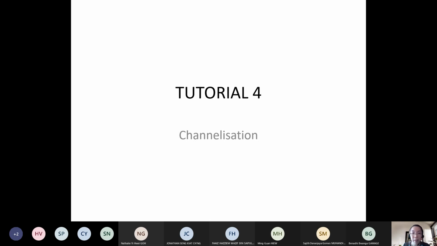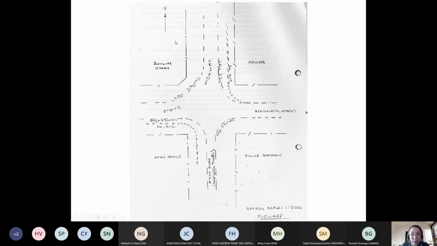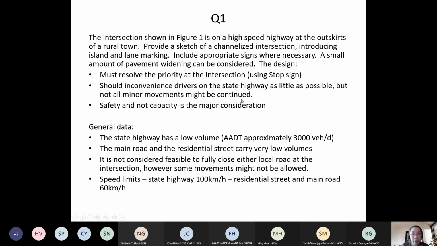Okay. So we look at the question first. Question 1, the intersection shown in the figure. I'll flash it now. This is a 4-leg intersection. The intersection shown in figure 1, on the next slide, is on a high-speed highway at the outskirts of a rural town.